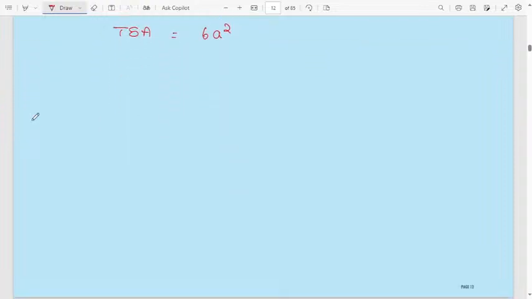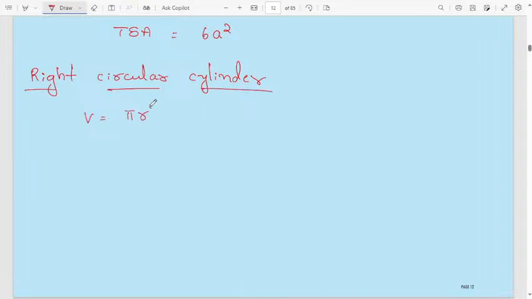Then next one, right circular cylinder. Let us consider the formulas for right circular cylinder. For volume, pi r square h. Then curved surface area is 2 pi rh. Then total surface area is 2 pi r into r plus h.